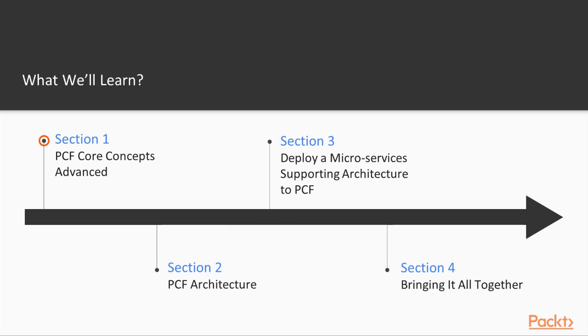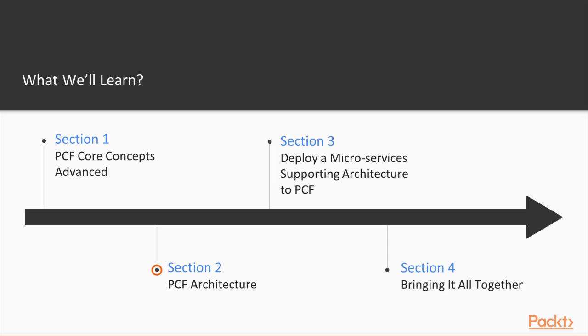In Section 1, we'll be going over PCF core concepts at an advanced level. We'll cover things such as security considerations in PCF, security groups, container networking and security. We'll go over some resource limitations. We'll go over autoscaling applications with the app autoscaler service, route services, volume services, user-provided services, Cloud Foundry SDK, to name a few, as well as disaster recovery strategies.